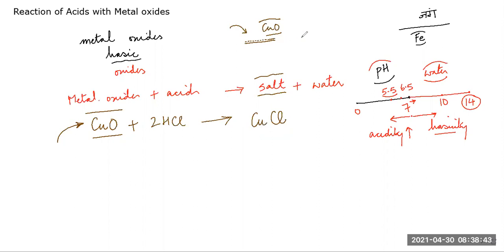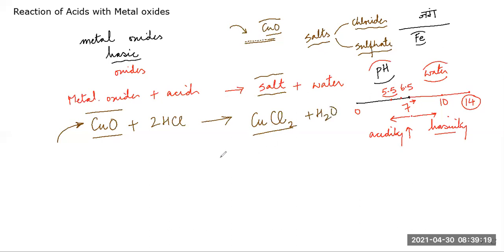I told you, if you want to identify salt, either they are chlorides or they are sulfates. We will learn more about them in detail later. You be sure, chlorides and sulfates are all salts. Hydroxides are all bases. So is this formula right? Cu is plus 2, Cl is minus 1. So it will be CuCl2, copper chloride, plus H2O, which is always the same.